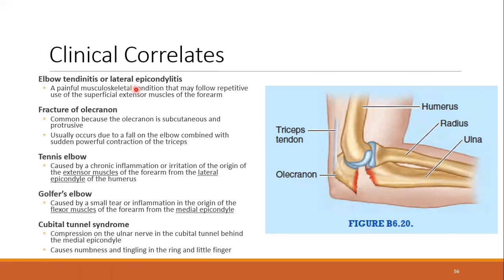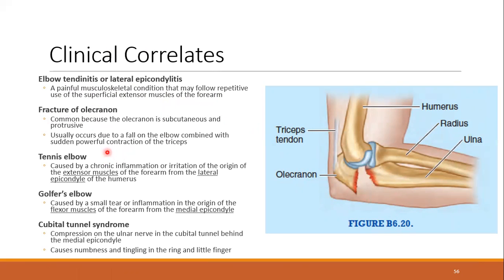Okay, so elbow tendonitis, or lateral epicondylitis. That's a painful musculoskeletal condition caused by repetitive use of the superficial extensor muscles of the forearm. When it comes to fracture of your olecranon, that's a fracture of your elbow.